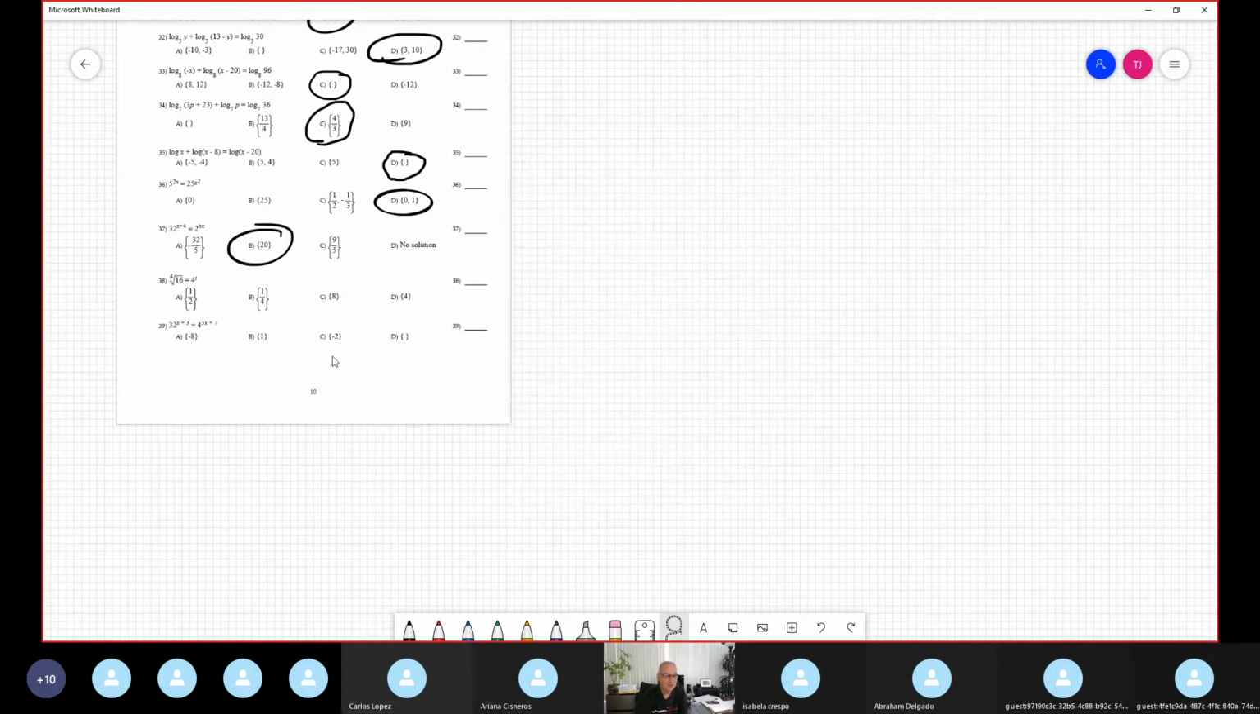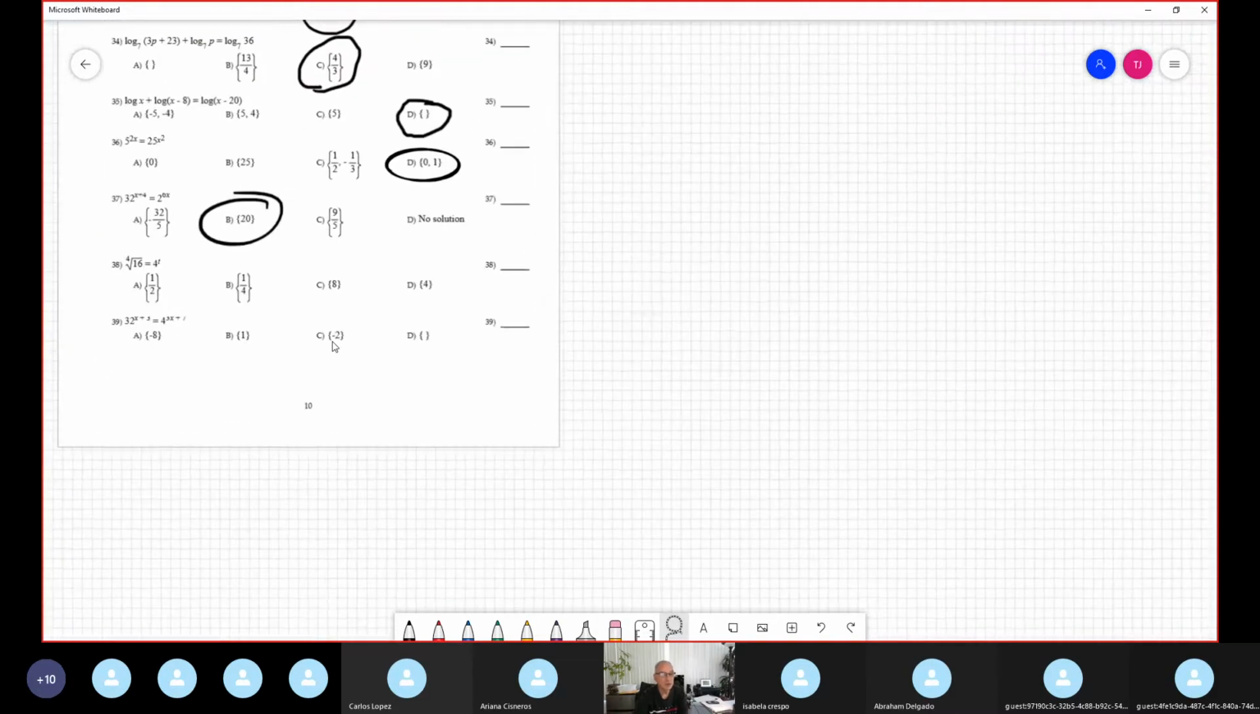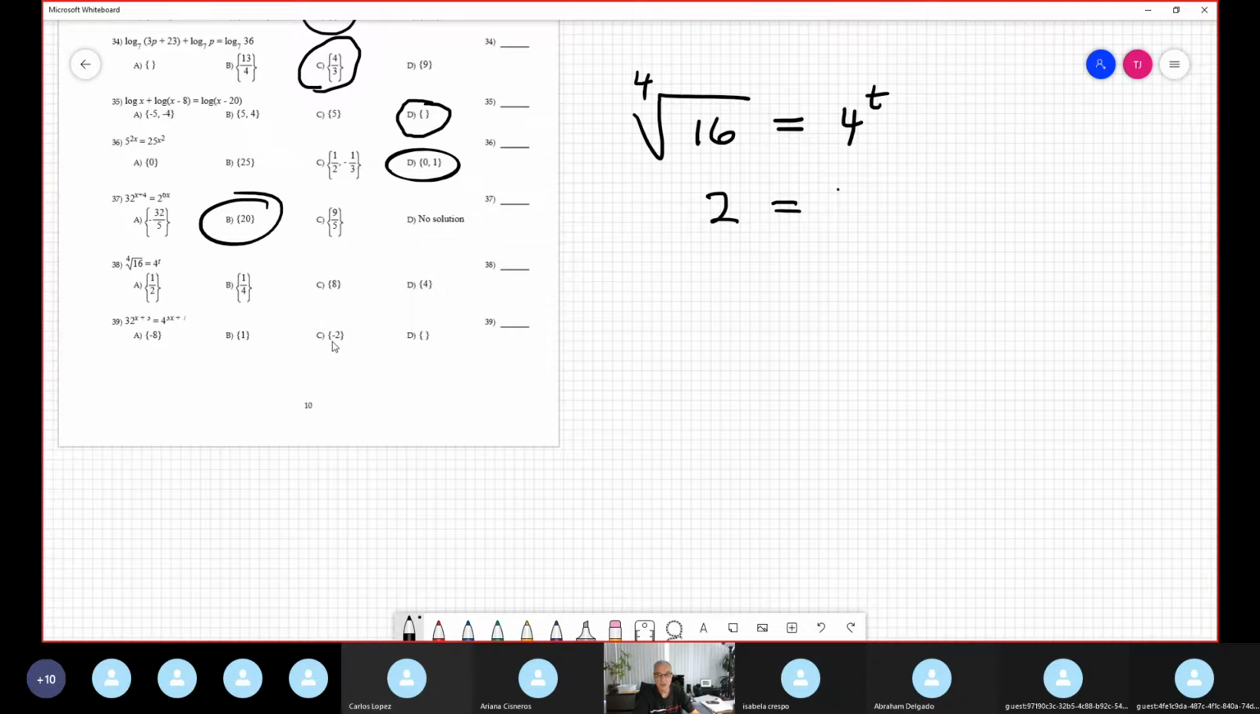Okay, 38 is, wow, what the hell? It's the fourth root of 16 equals 4 to the t. Well, there are many ways to do this, but we can compute the fourth root of 16. What is the fourth root of 16? What is the number that multiplied by itself 4 times gives me 16? 2. If you put it in the calculator, the answer is 2. Do you see that or no?